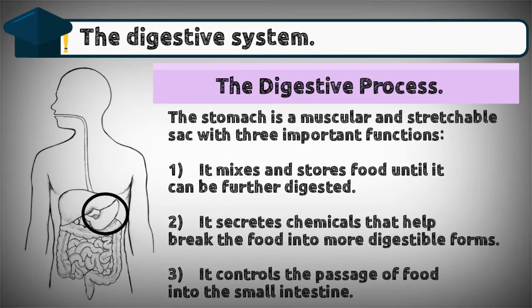Stomach. The stomach is a muscular and stretchable sac with three important functions. It mixes and stores food until it can be further digested. It secretes chemicals that help break the food into more digestible forms. It controls the passage of food into the small intestine.